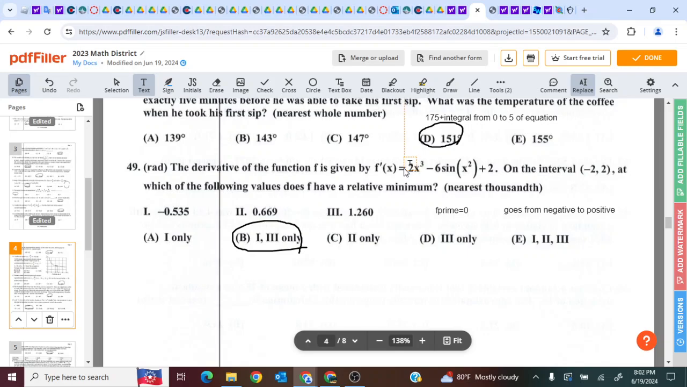49, the derivative of this function is given by 2x cubed minus 6x squared plus 2. At which of the following does f have a relative minimum? So minimums happen when f prime, or the derivative, is equal to 0. However, maximums also happen there. For it to be a minimum, the slope must go from being negative to being positive. So therefore, f prime must go from negative to positive, and that happens at these 2 points. However, at this point, it goes from positive to negative and is therefore a maximum instead.